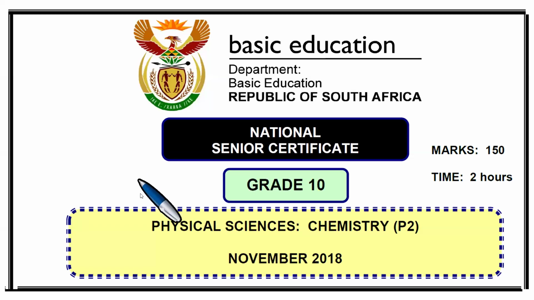In this lesson, we shall focus on grade 10 physical sciences, and in particular, we shall focus on the chemistry paper, Paper 2, written in 2 hours out of 150 marks. It was written in November 2018, and we discuss the questions and associated solutions as follows.